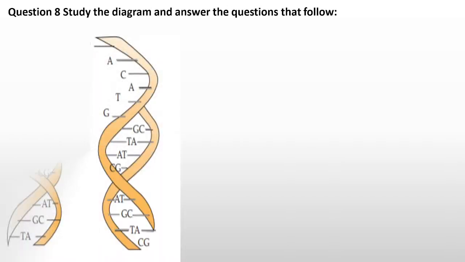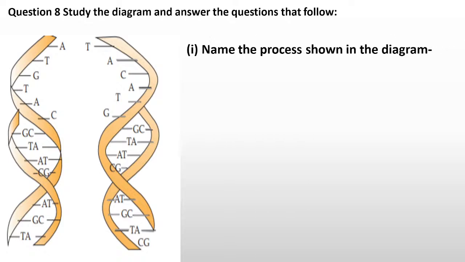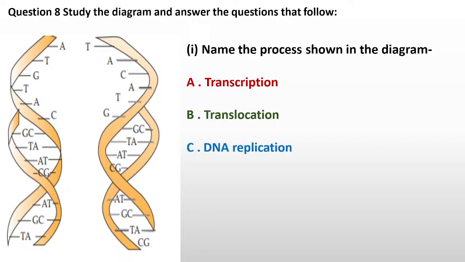Question number 8. Study this diagram and answer the questions. Now the diagram is changed. Obviously the questions are also changed. Sub-question 1. Name the process shown in the diagram. A is transcription. B is translocation. C is DNA replication. D is RNA replication. So which is the process that has been shown in the diagram?